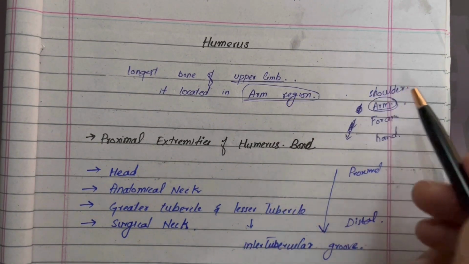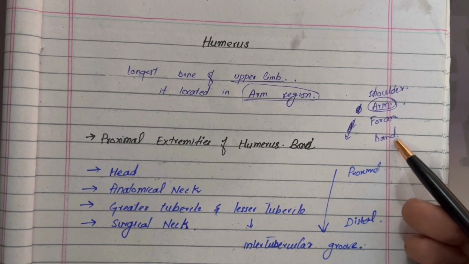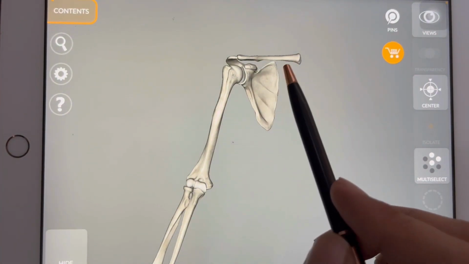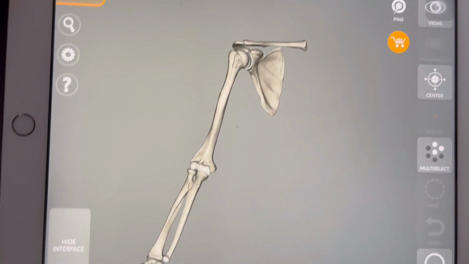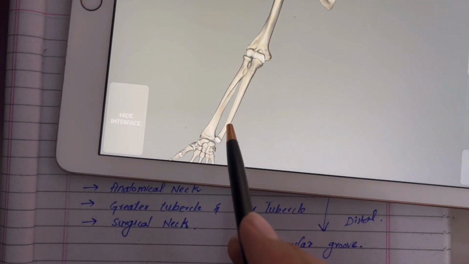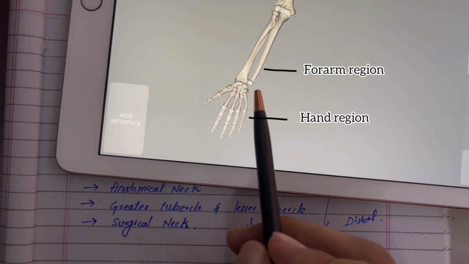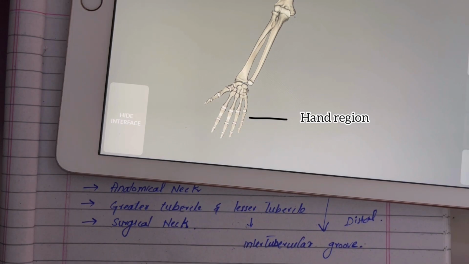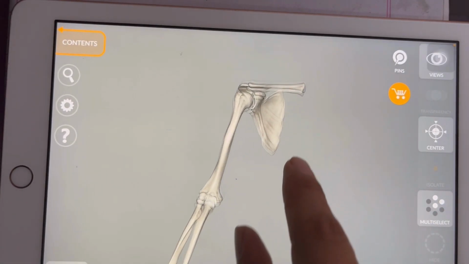The upper limb has shoulder region, arm region, forearm region and the hand region. The scapula and the clavicle form the shoulder region. The humerus bone forms the arm region, while the radius and ulna form the forearm region, while the carpals, metacarpals, and the phalanges form the hand region.